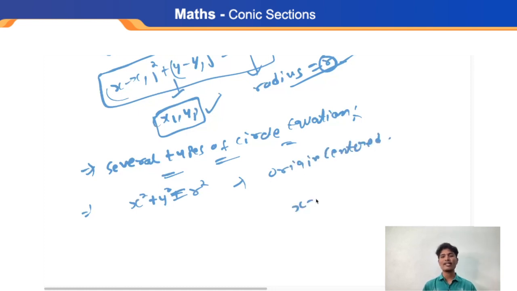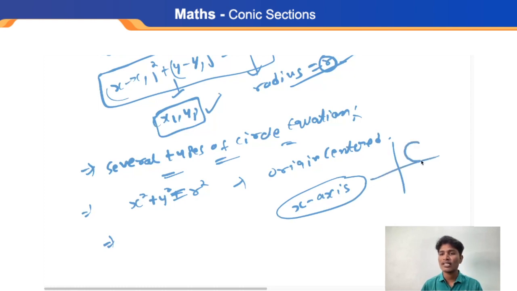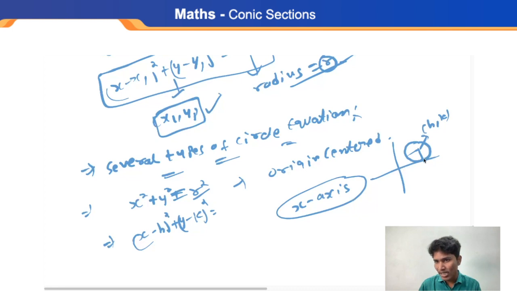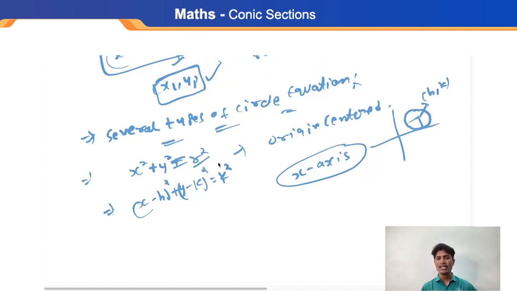If it is centered at x-axis, that is, if the center is present in x-axis, how does the equation change? Suppose this is a circle which is centered at x-axis, the equation is x minus h whole square plus y minus k whole square is equal to the radius square. We can eliminate r and just take the h comma k values only. Why? Because if you observe, the distance from the x-axis is called the y value, that is k. So the radius is k only here. In order to eliminate one variable, we are taking the radius as k only.